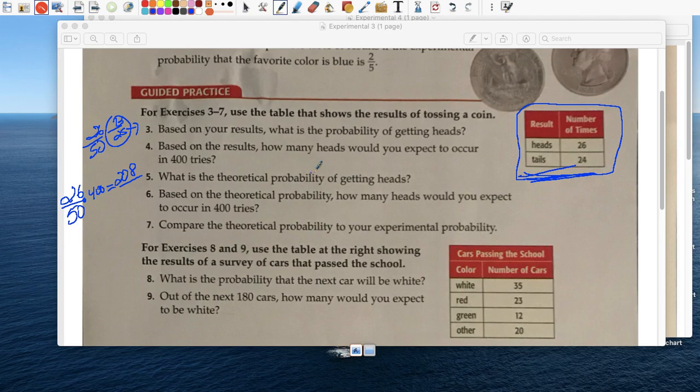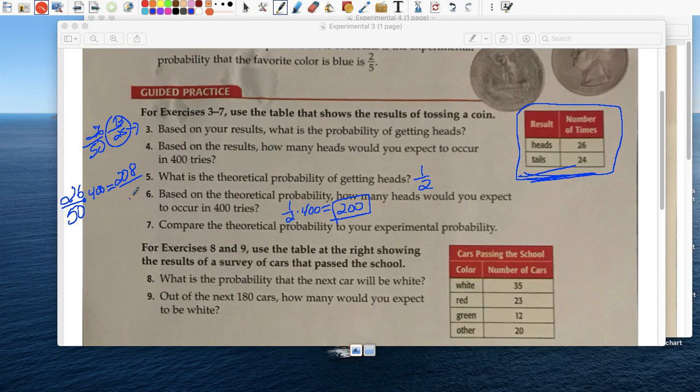What is the theoretical probability of getting heads? The theoretical probability of getting heads is a half, or 50%. Based on the theoretical probability, how many heads would you expect to occur in the 400 tries? So again, theoretical. If I said, hey, what's the probability of landing on heads on a coin, it'd be a half. So if we were to do 400 tries, we would go half times 400, and we would expect that half of the 400 tries would land on heads.